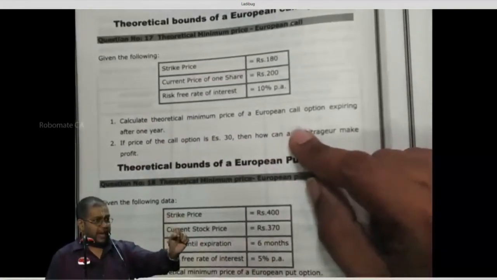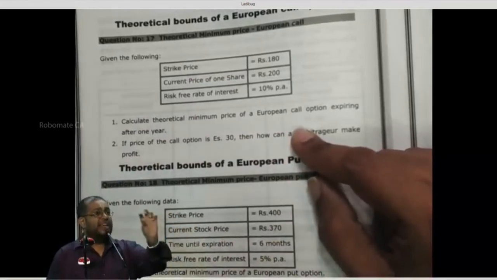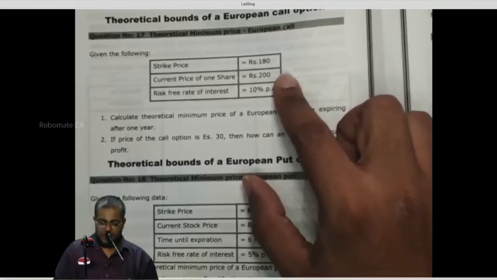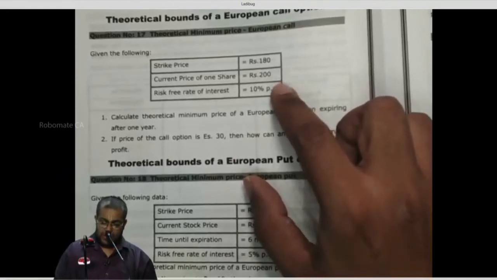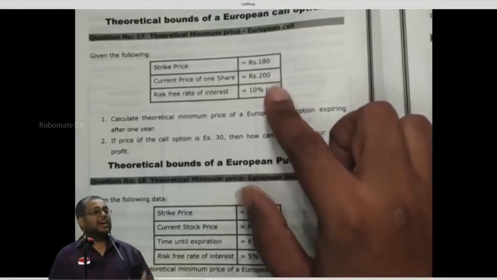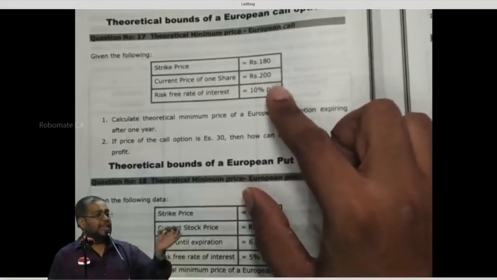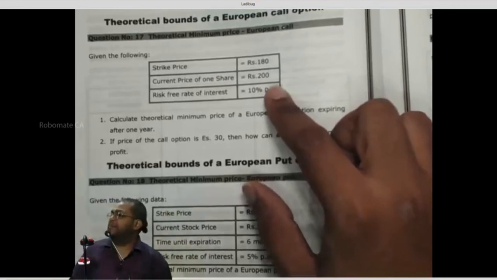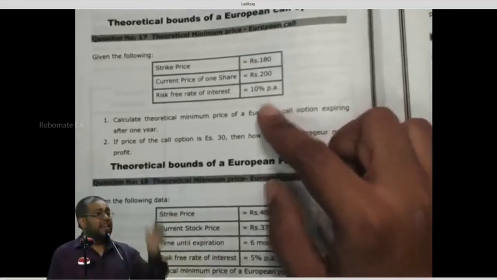Today in the stock exchange, in the share segment, X Limited share is selling at how much rupees? 200 rupees. The current spot price is 200. It is the price at which the share is being bought and sold today in the share segment. Is that clear? Next.